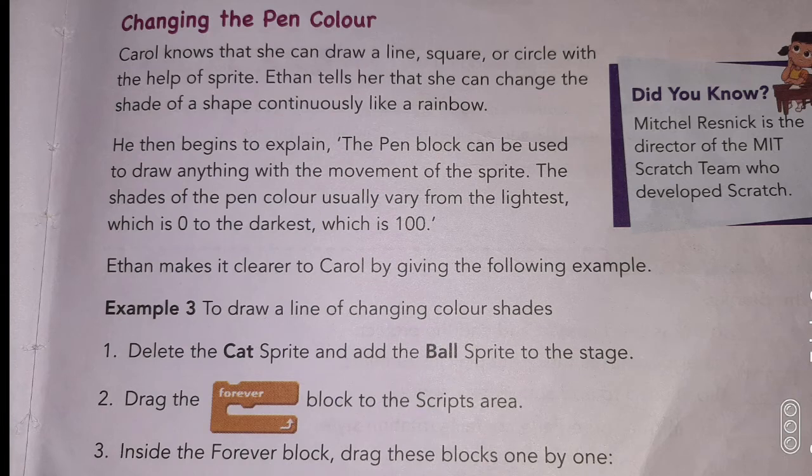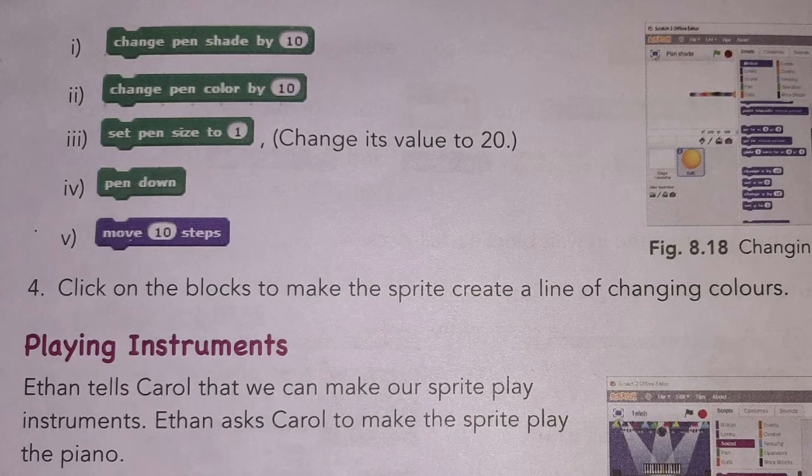Ethan makes it clearer to Carol by giving the following example. Example 3. To draw a line of changing color shades. Delete the cat sprite and add the ball sprite to the stage. Drag the forever block to the scripts area. Inside the forever block, drag these blocks one by one. Change pen shade by 10. Change pen color by 10. Change pen size to 1. Change its value to 20. Pen down. Move 10 steps. Click on the blocks to make the sprite create a line of changing colors.